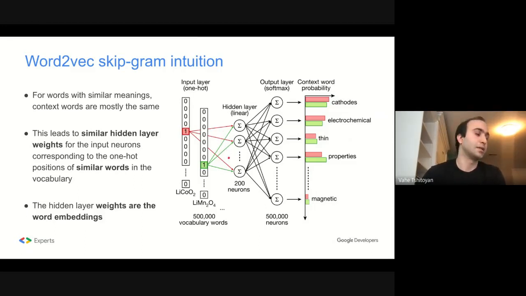And that's the main idea, that similar words that occur in similar contexts and similar sentences would get similar weights in the hidden layer of the network. So if you just take the hidden layer weights and call them embeddings, you can do a one-to-one match for a row in the hidden layer weights to a word. And this will be an embedding that represents the word.